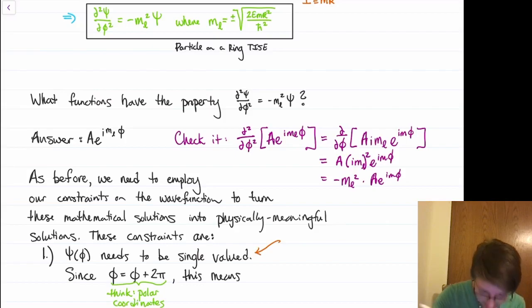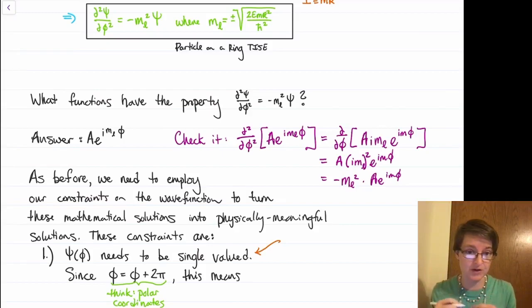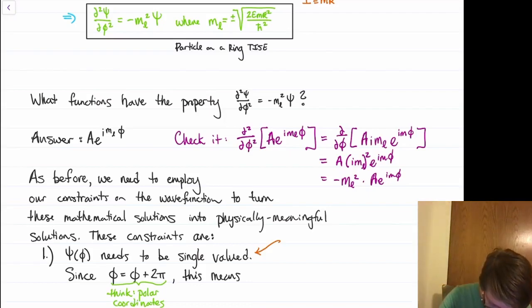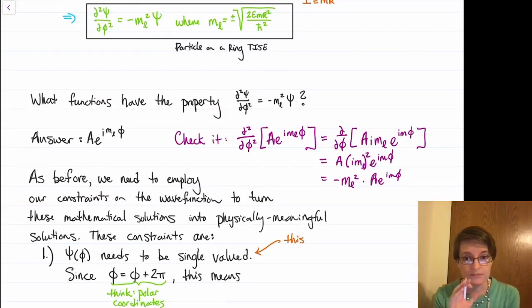If psi were not single valued, it would mean that psi at a given value of phi could be equal to 2 and 5. That would then mean that the probability of seeing the particle at that value of phi was 4 and 25. And I don't know about you, but having one event that has multiple different probabilities doesn't make physical sense. So the reason to have psi be single valued is so that the probability is also unique for a given set of coordinates that the particle could be at.